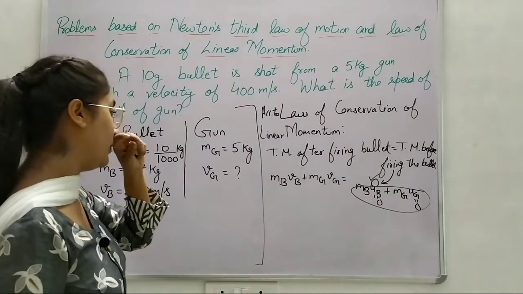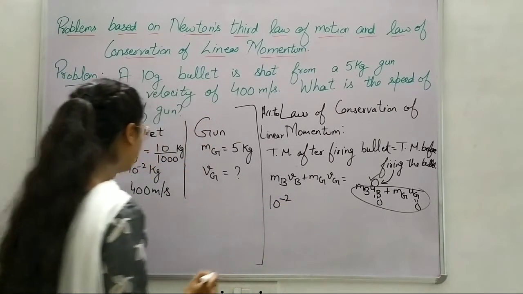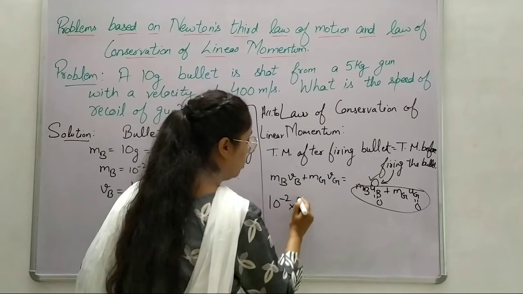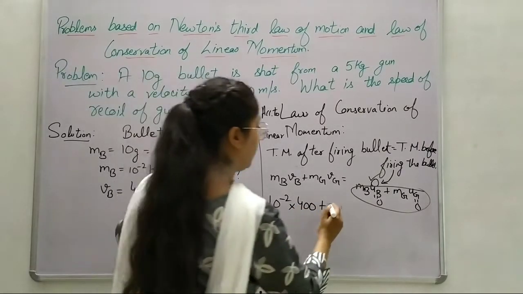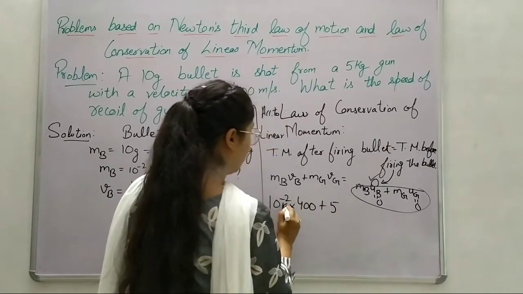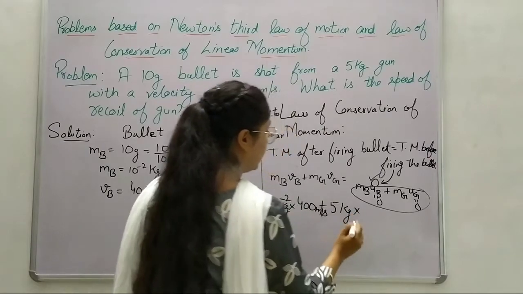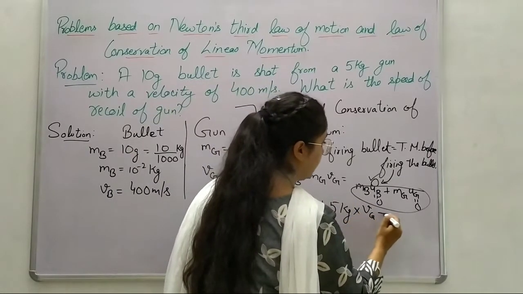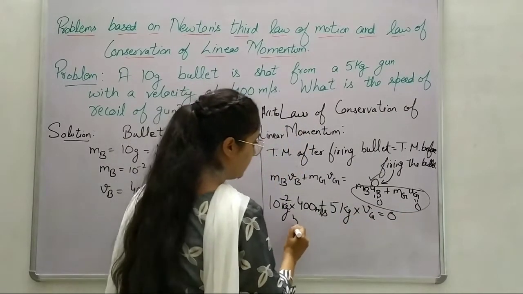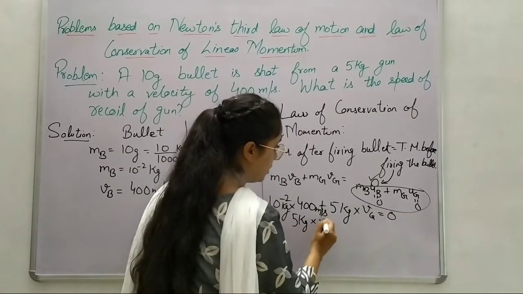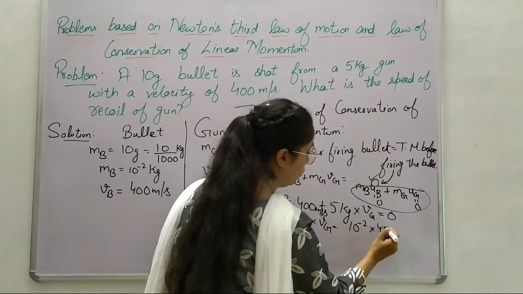Okay. Now we will put in the values. MB is 10 to the power negative 2, VB is 400 meters per second, plus MG is 5 kilogram. I am writing the units too. Times the VG, which we have to find, equals 0. Now this part will go to this side. That means 5 kg times VG is equal to negative 10 to the power negative 2 into 400.